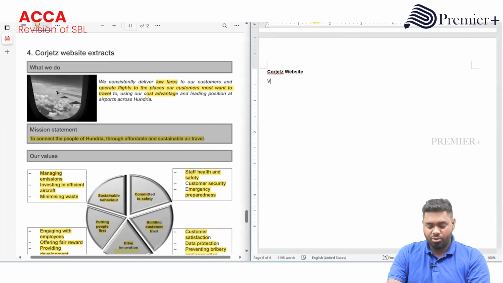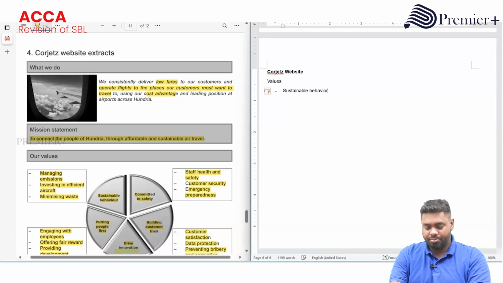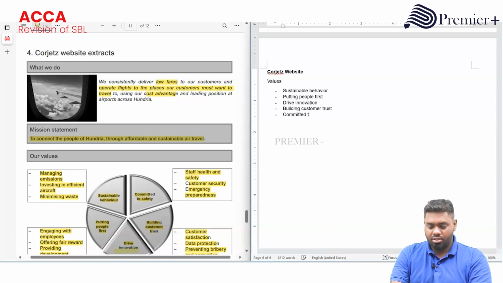All right, let me just have a note of the values in case we need. Sustainable behavior, putting people first, drive innovation, building customer trust, committed to safety.